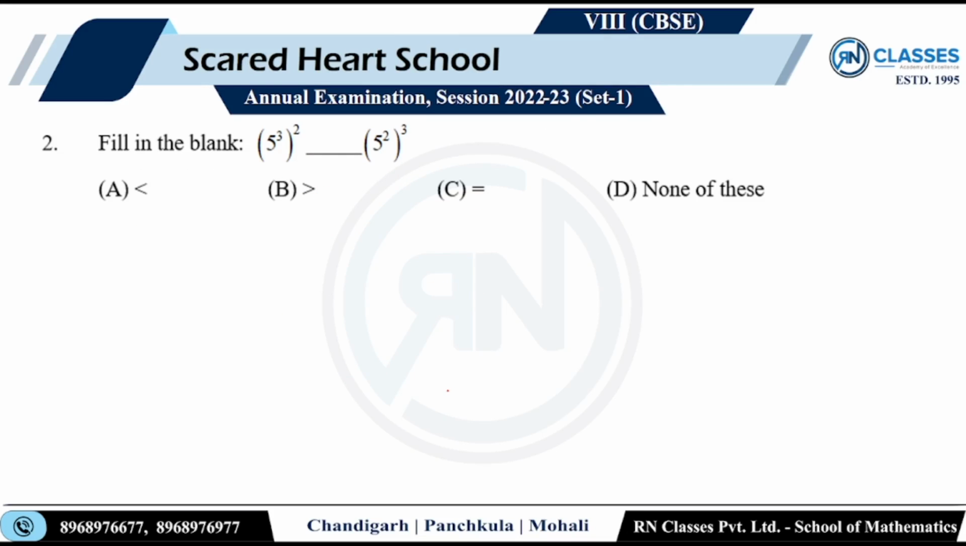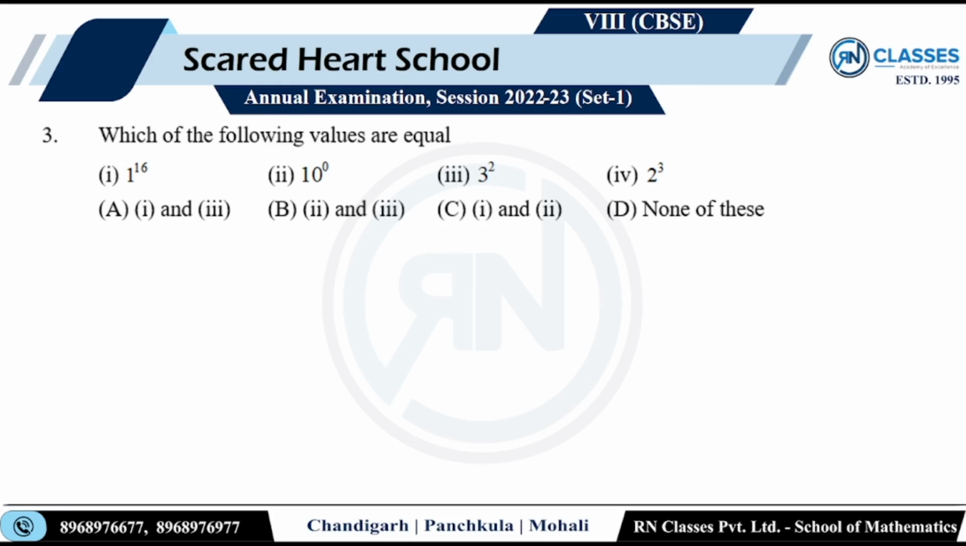Next one, fill in the blank. 5 raised power 3 raised power 2, 5 raised power 2 raised power 3. Now it is a power of a power, which means 5 raised power 3 into 2, that is 6, and here 5 raised to the power 2 into 3. Now what should go in between? Greater than, equal to, or less than? Which one? Equal to. C part is your short answer.